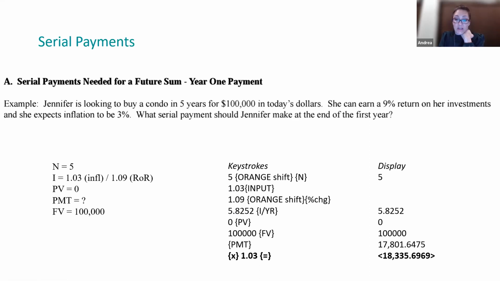However, it's going to be at the end of the first year. So we need to multiply that to get the correct answer for that 3% inflation rate. So it's going to be 17,801 times 1.03. And then the answer is 18,335.